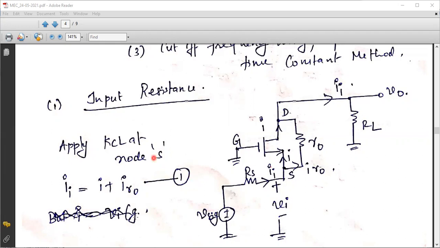Any doubts with respect to equation number 1? Suchit? No, sir.